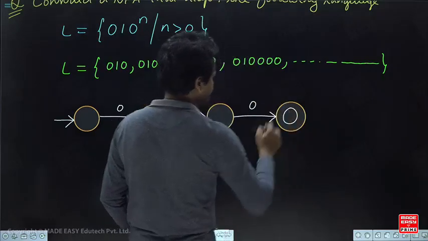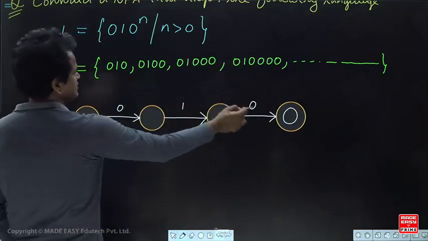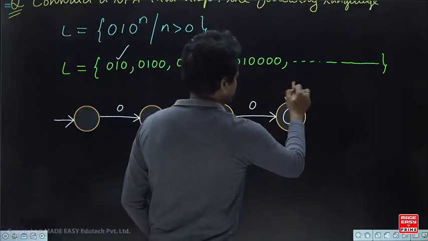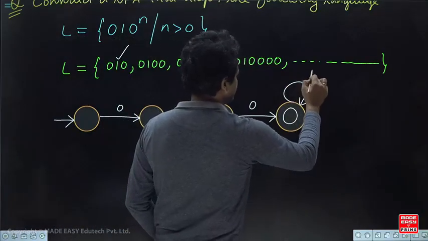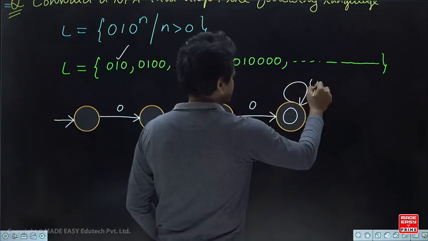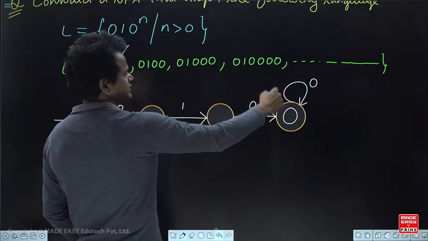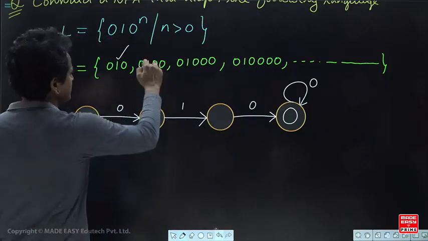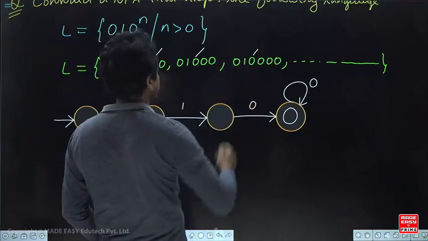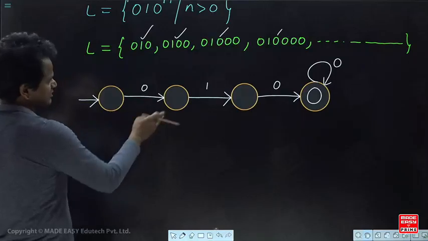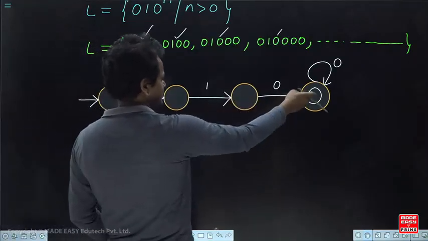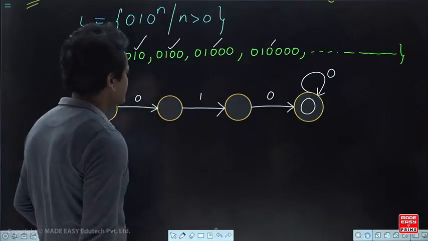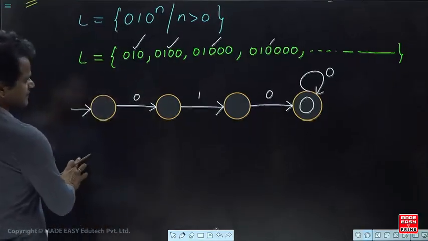This must be the final state. Look at this, 0 1 0 is done. Next, 0 1 0 0, so make it a self loop. For the final state, take the self loop. So 0 1 0 0 0 0 is done. You need not bother about every state for every input, what to do when 1 comes here, what to do when 0 comes here. Don't worry about all that, just leave it, because the question is NFA. Just copy.